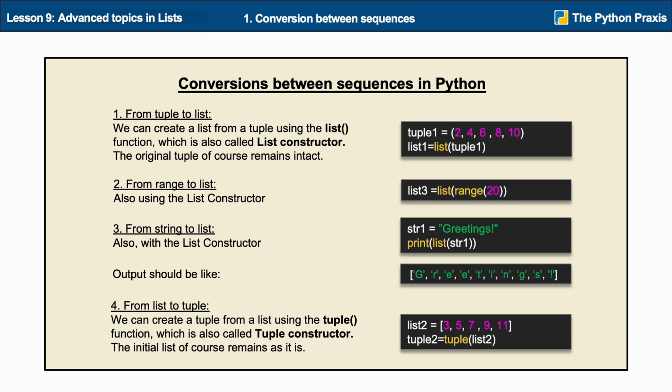We also have a reverse case to go from list to tuple. Here we can create a tuple from a list using the tuple function, which is also called tuple constructor. The initial list, of course, remains as it is. In our example, we have a list named list2 that contains 5 integers, 3, 5, 7, 9, and 11. By putting the list as an argument to tuple constructor, Python creates a tuple from the list. This flexibility makes Python great at moving between data representations.